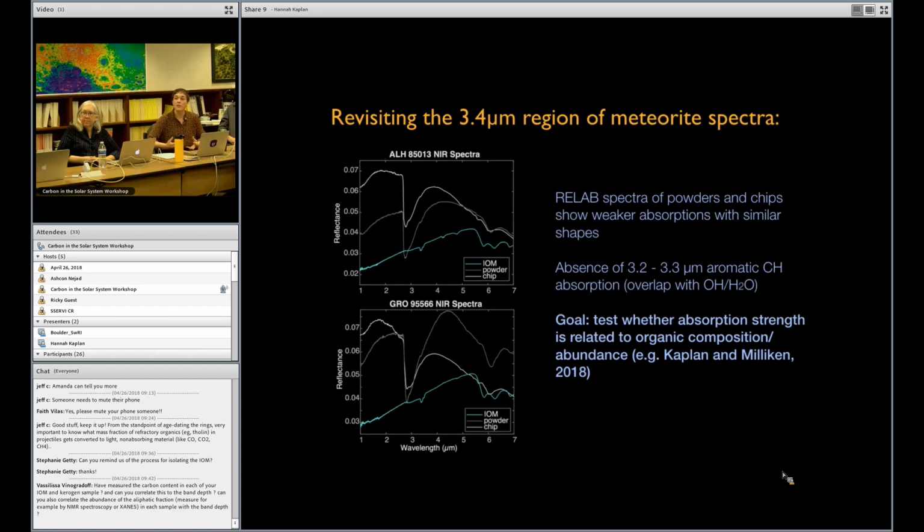Just to look at the longer wavelength data, again, there's this large 3 micron absorption over which the organics are superimposed. But the point I'm trying to make here is in this mid-IR 6 to 7 micron region, we do see absorptions in the IOM that we have attributed to carbon-carbon and carbon-oxygen bonds, which are not seen in any of the bulk meteorites, probably due, again, to overlapping with water and H2O absorptions in that region.